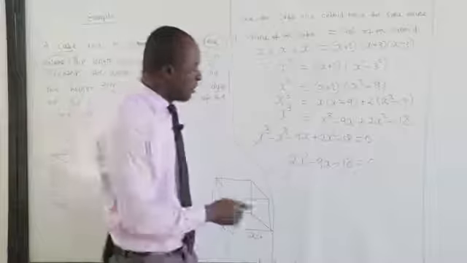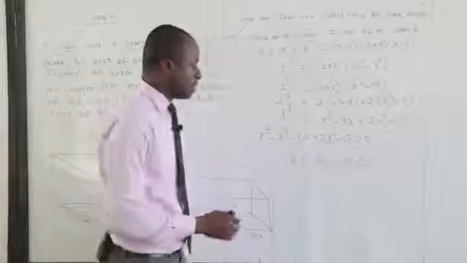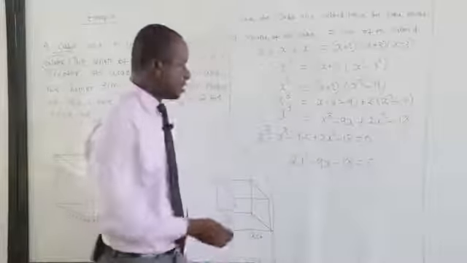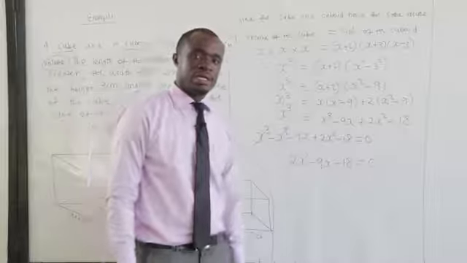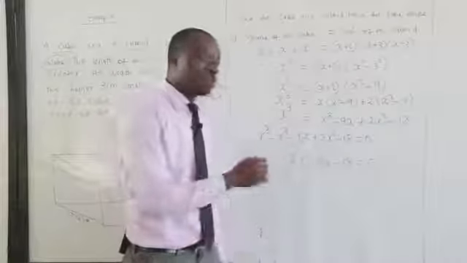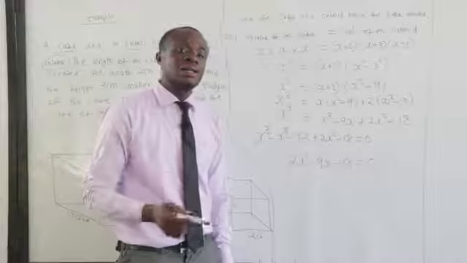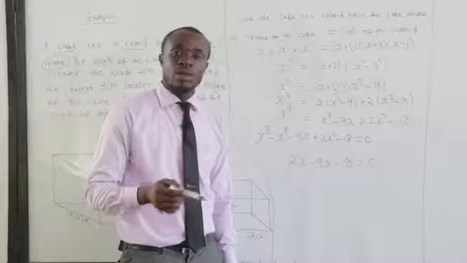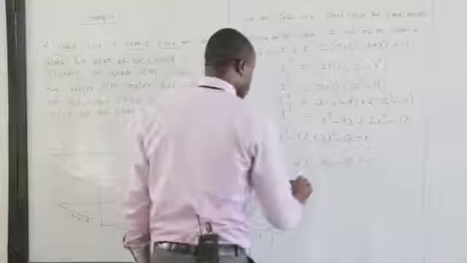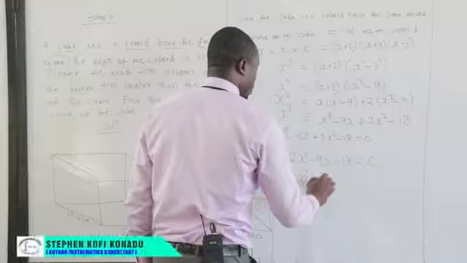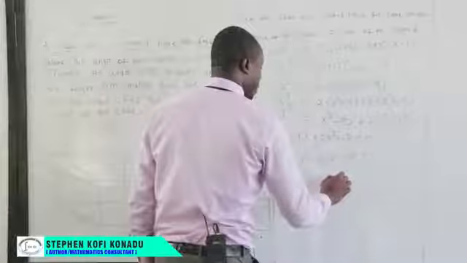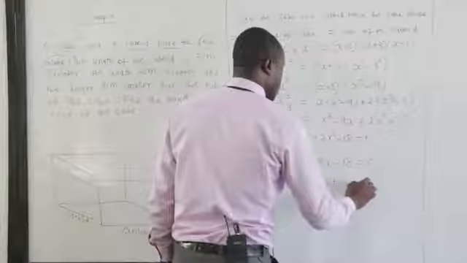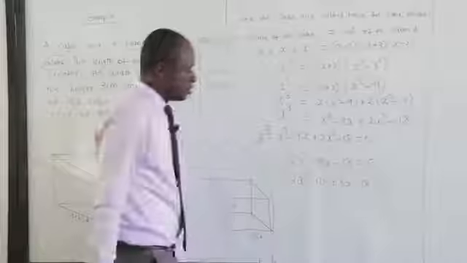Now let's see. This is a quadratic equation, and we have to factorize. Now we have to multiply the constant, that is 2 by 18. That will give us what? Negative 36. So two numbers, when you multiply, you get negative 36. When you add, we have to get negative 9. That is negative 12 and then positive 3. So we have 2x squared minus 12x plus 3x minus 18 equal to 0.